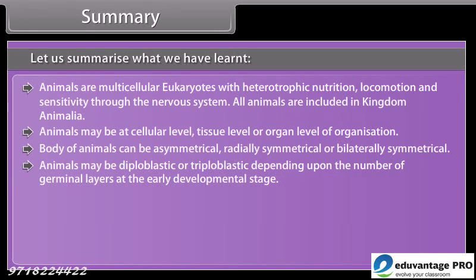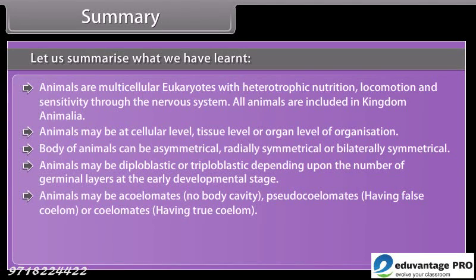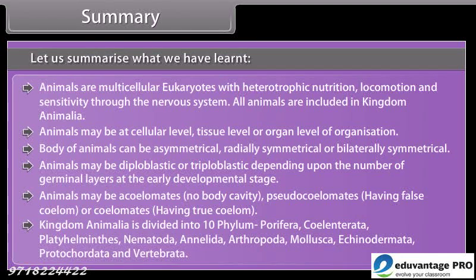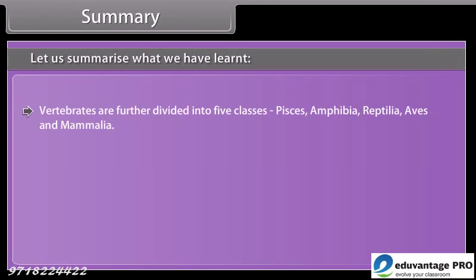Animals may be diploblastic or triploblastic depending upon the number of germinal layers at the early developmental stage. Animals may be acoelomates, having no body cavity, pseudocoelomates, having a false coelom, or coelomates, having a true coelom. Kingdom Animalia is divided into 10 phyla: Porifera, Coelenterata, Platyhelminthes, Nematoda, Annelida, Arthropoda, Mollusca, Echinodermata, Protochordata, and Vertebrata. Vertebrates are further divided into 5 classes: Pisces, Amphibia, Reptilia, Aves, and Mammalia.